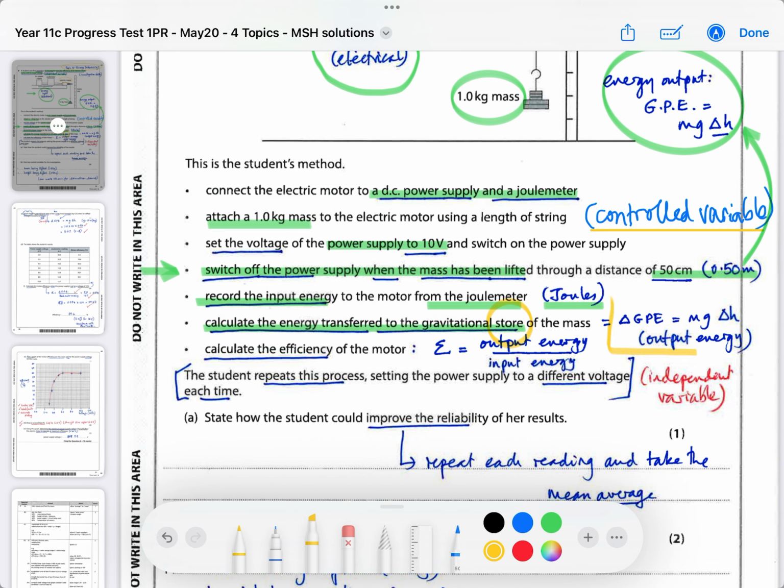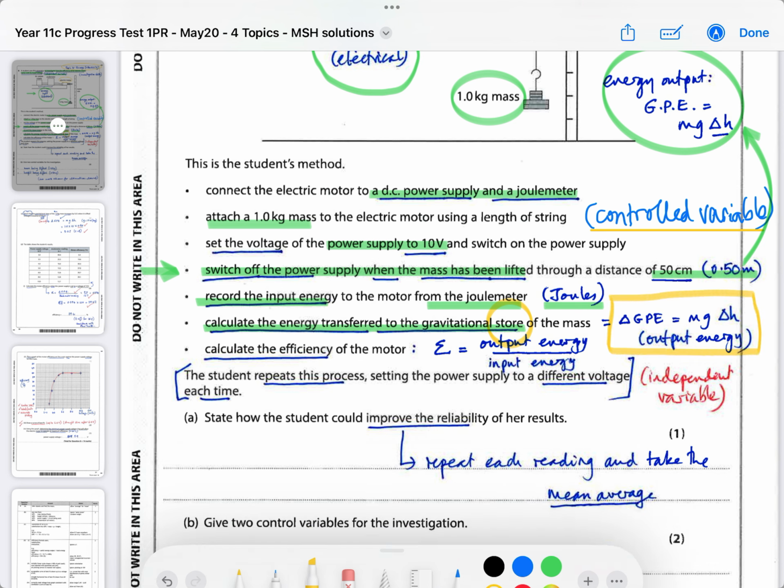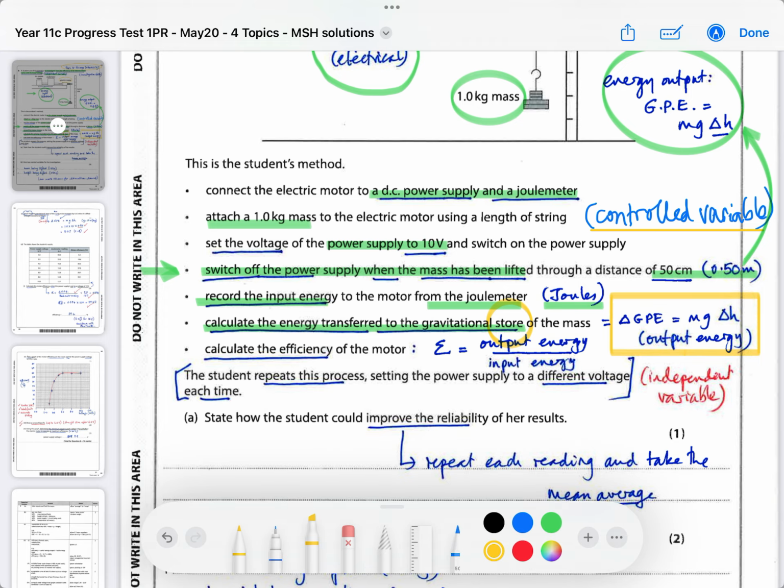So here's the equation again to get the output energy. Remember, this question is about efficiency, and efficiency is always the output energy divided by the input energy. So they want you to calculate the efficiency of the motor at some point in this question. The independent variable is the voltage, as we said, so they're doing it for different voltages. The student repeats this process at different voltages.